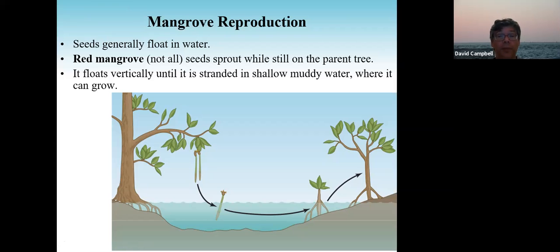Sploosh, there it goes into the water. And it floats around, and with that long root part, it floats vertically, as the picture shows here. And floats around a bit. Then when it runs aground, it will start to grow and become a new mangrove tree.